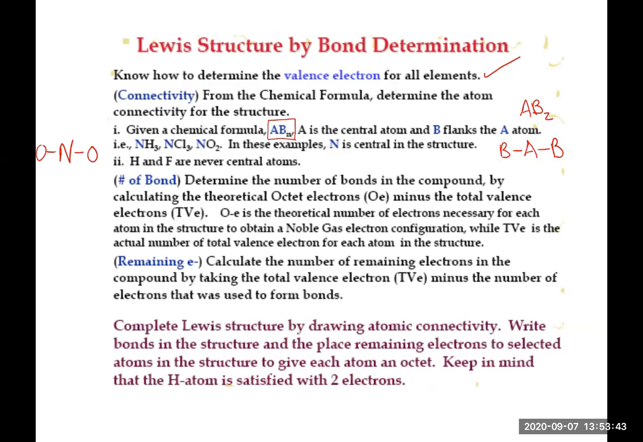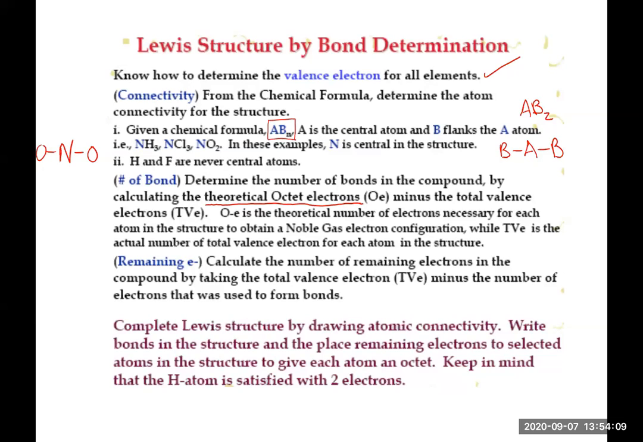The next thing we need to do in order to draw the Lewis dot structure is to determine the theoretical octet, which is the total number of electrons that each and every element on the periodic table wants. Wants 8, unless you're very close to helium, and then you only want 2.